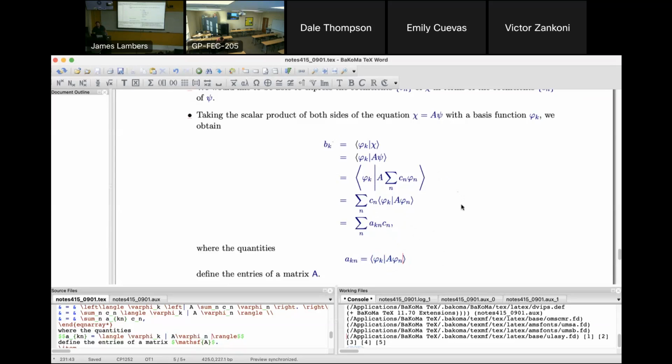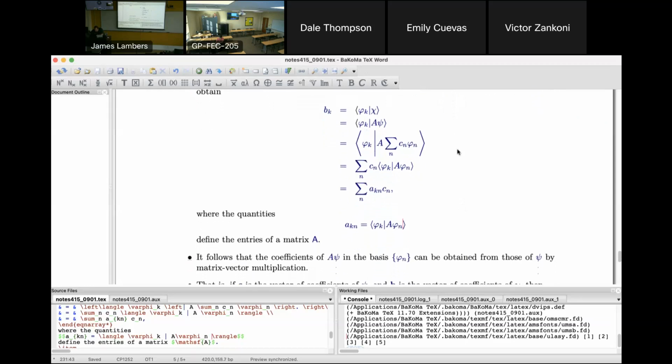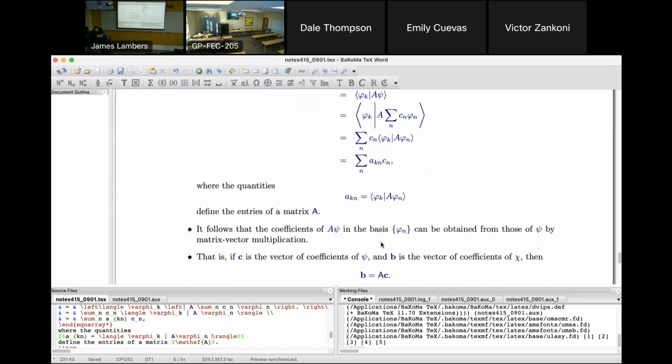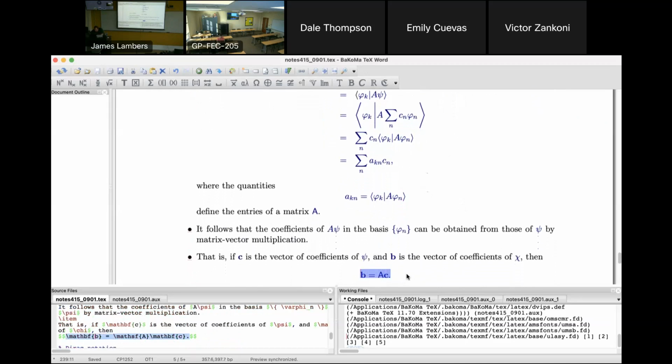Questions about the manipulations that happen here? Right. So basically, like I said, it amounts to matrix vector multiplication. You can think of it this way: if C is the vector of all coefficients of psi, B is the vector of all coefficients of chi, and A is this matrix, then we have this relationship between them.